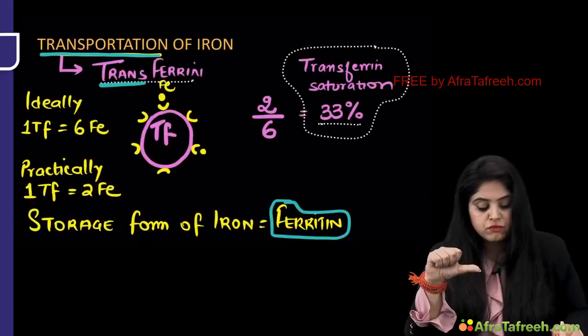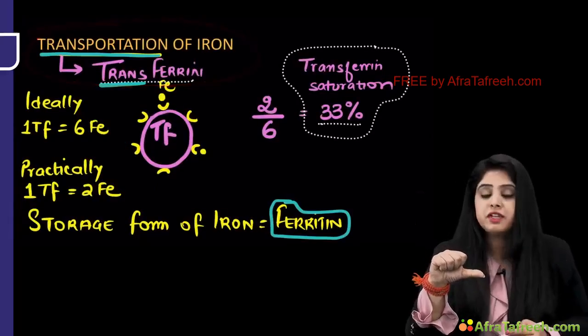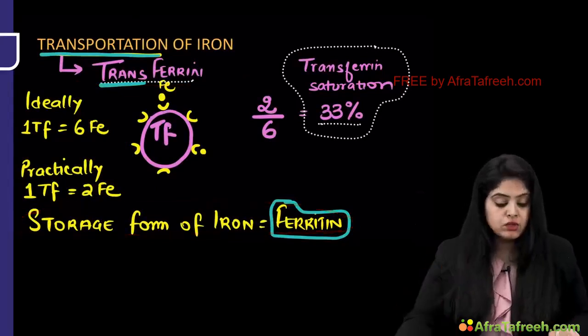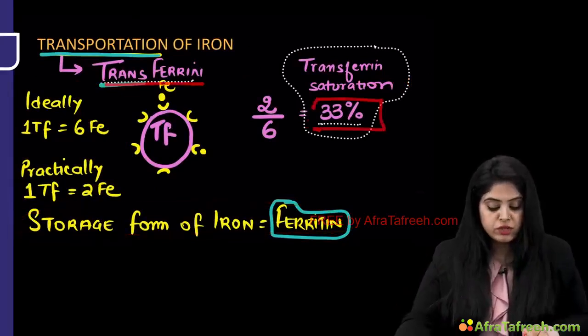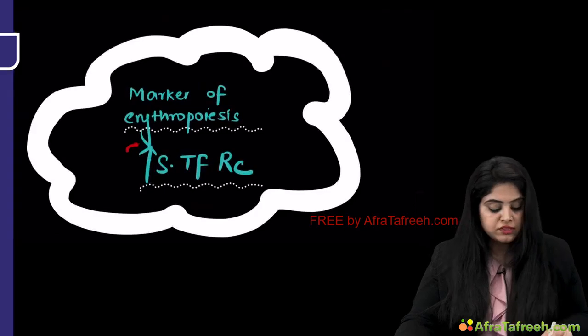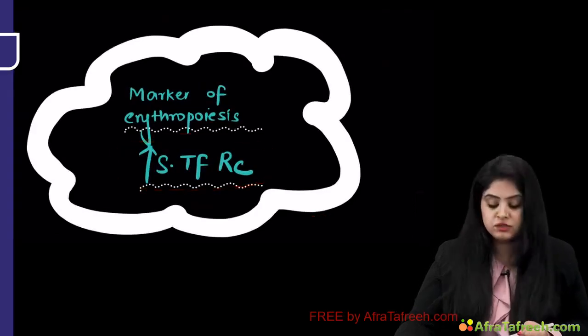What is the transportation form of iron known as? It is known as transferrin. What is the storage form of iron known as? It is known as ferritin. What is the normal transferrin saturation? It is going to be 33%. Okay, what is a marker of erythropoiesis? It is increase in serum transferrin receptors.